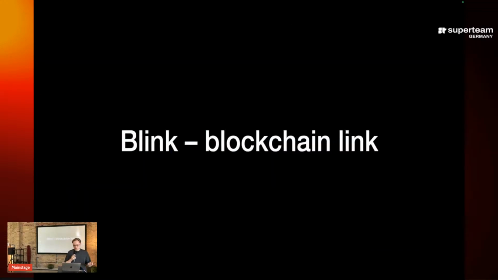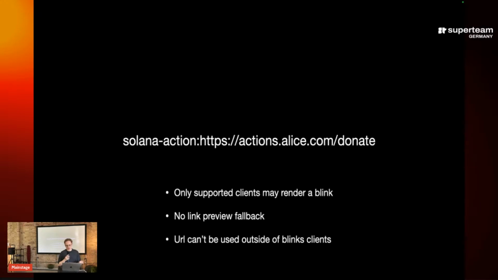And so Blink is actually also a blockchain link, and the link should have some kind of representation, right? There are 3 ways the blockchain links could look. The first one is solana-action and the URL of your action API. It's really not a human readable representation, not human native. And if you don't have a Blink supported client, you cannot do anything with it.